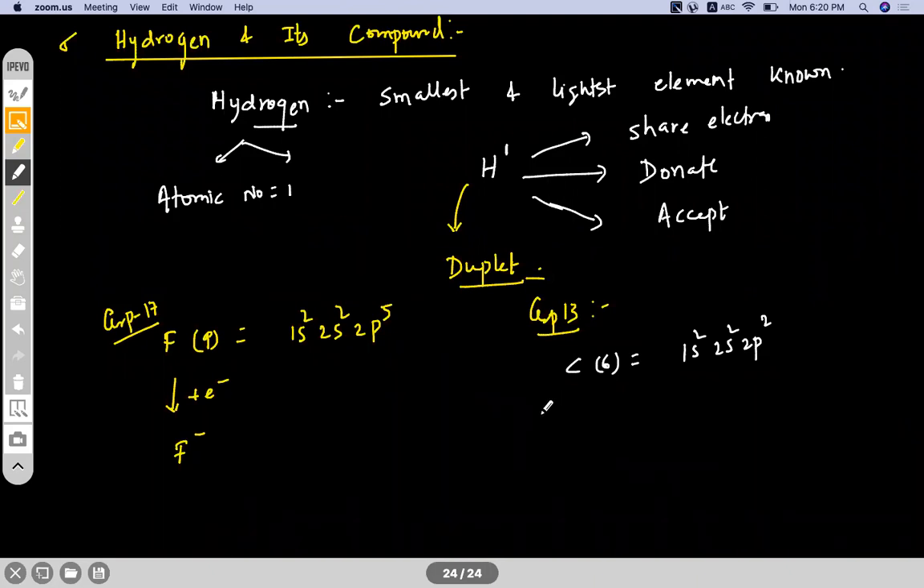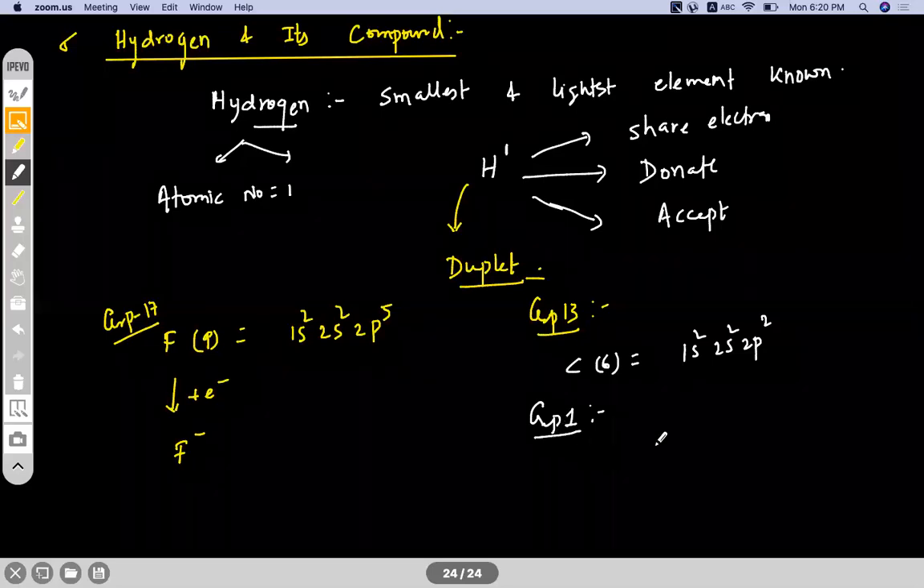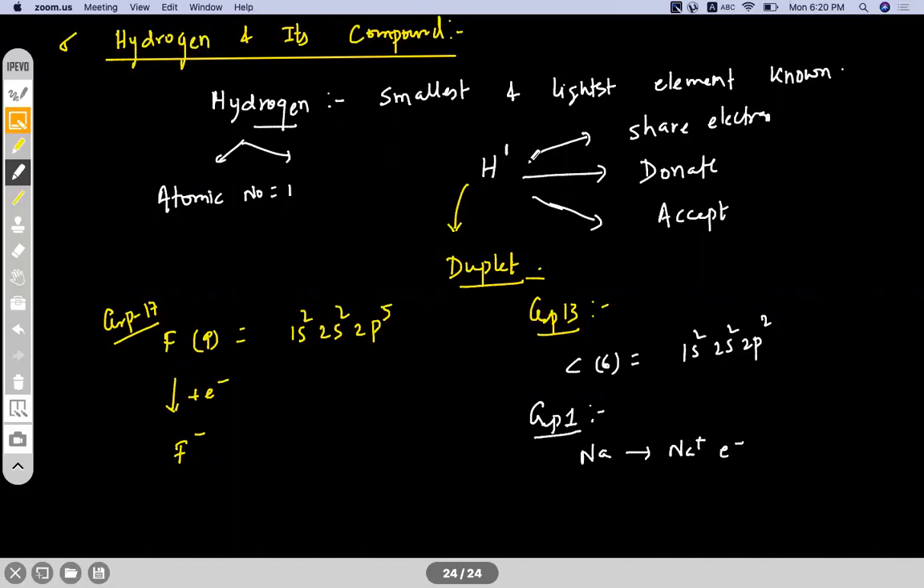If you see the elements of group 1, they have the tendency to release electrons. Na converts into Na plus, and one electron goes out. Since hydrogen has all these three possibilities, there was initially confusion about where we should place hydrogen. Should we place it with group 1, group 14, or group 17?